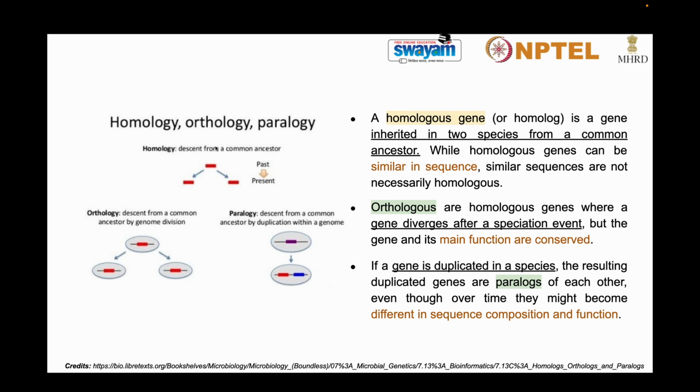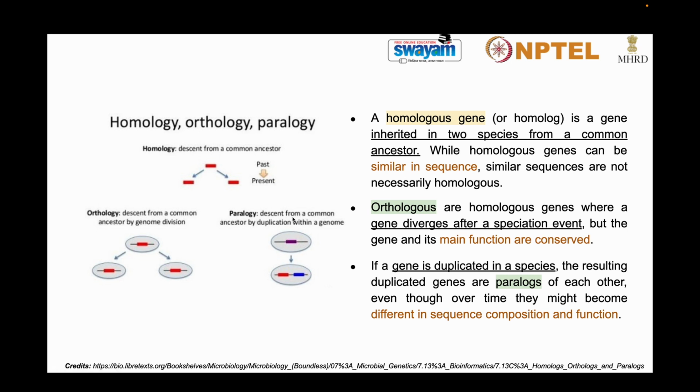Now homologues can be divided into two terms further. One is orthology and one is paralogy. In orthology, we mean the descent from the common ancestors by genomic divisions. When a division has occurred, this particular gene was transferred to two different species. This is known as orthology, and these two genes are orthologous, and the organisms that contain these genes are known as orthologous organisms, orthologs.